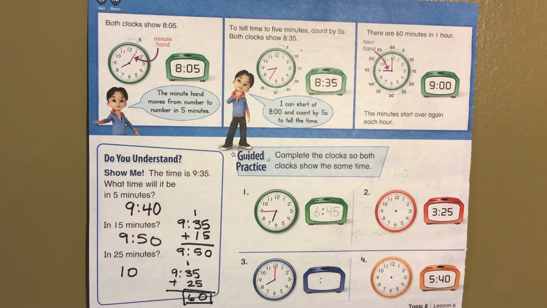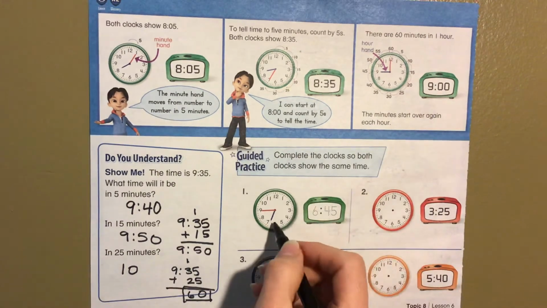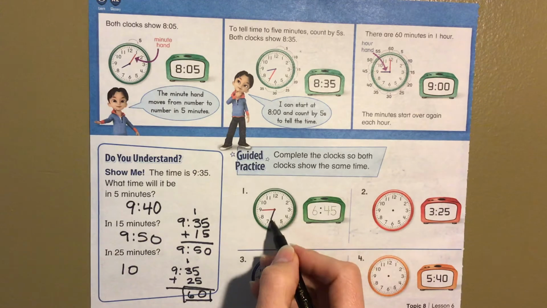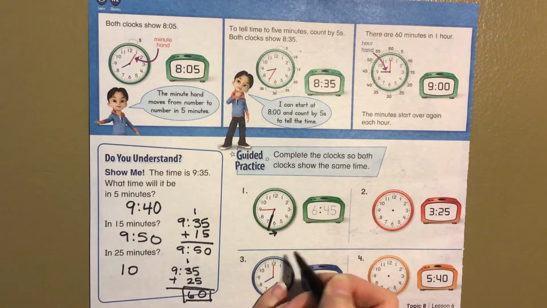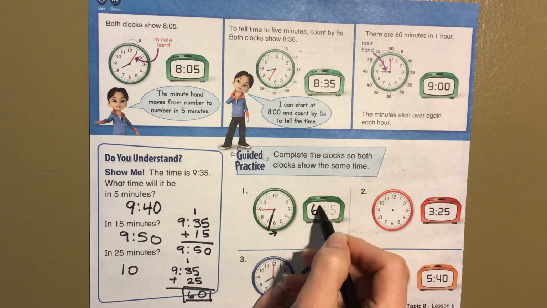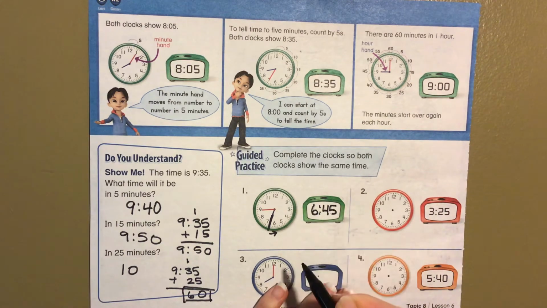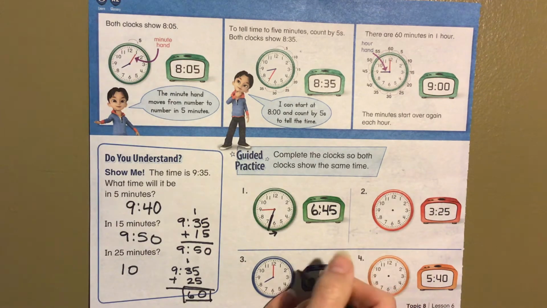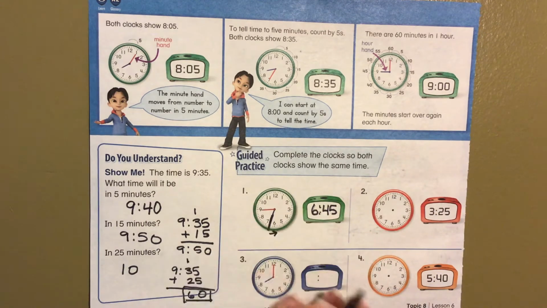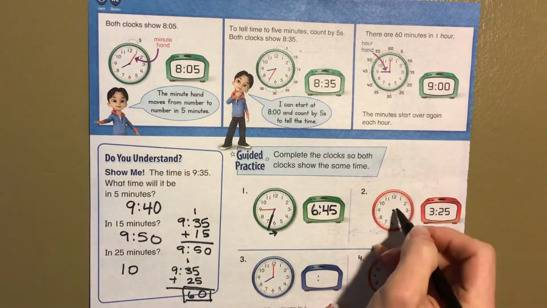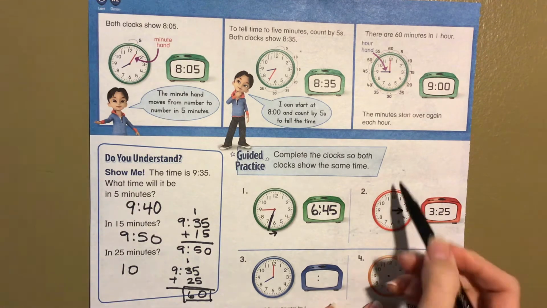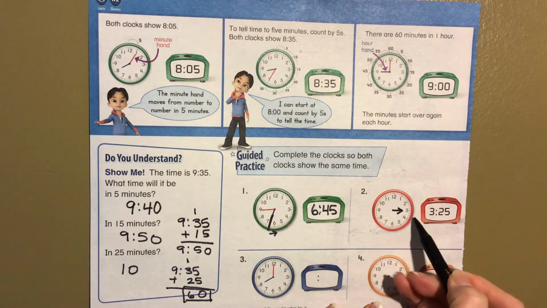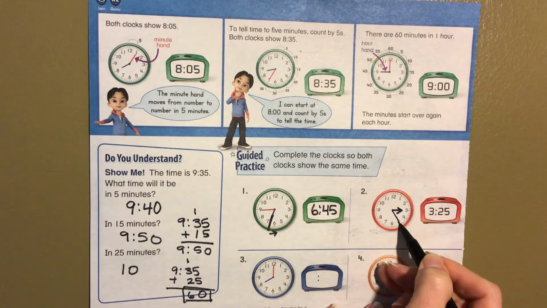We're going to complete the clock so both clocks show the same time. So this one here is 6:45. Remember, if the hour hand is in between two numbers, we always go to the smaller number. There is one time when we don't actually go to the smaller number. I'll get into that, when we're getting close to 12s. Okay, 3:25. So shorter hand to the 3 and 25. 5, 10, 15, 20, 25. That points to the 5.